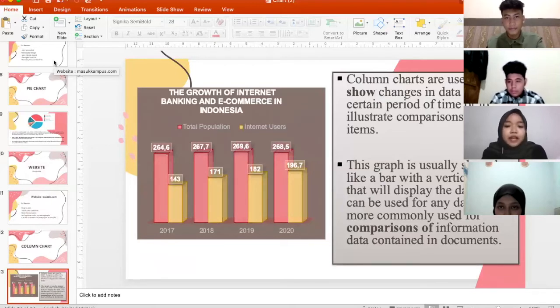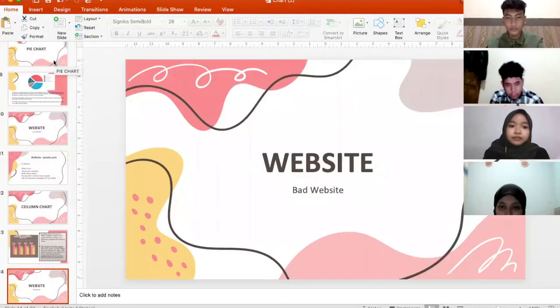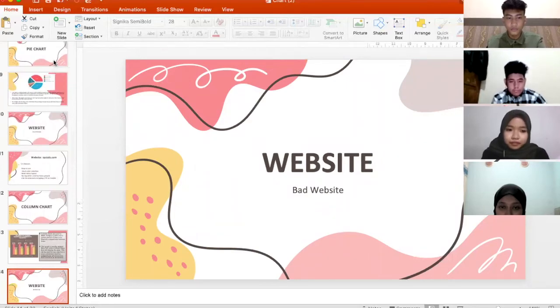For example, as in the internet growth chart in Indonesia, which shows users increasing from year to year, as in the data that has been shown. Next, the bad website.